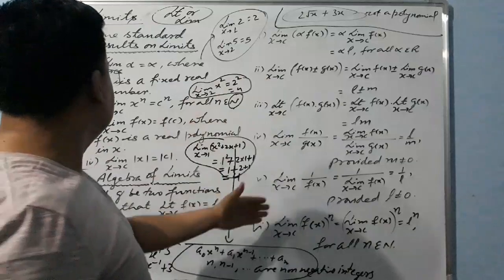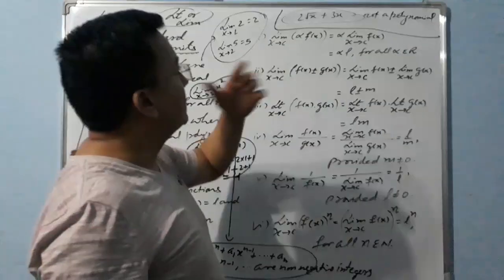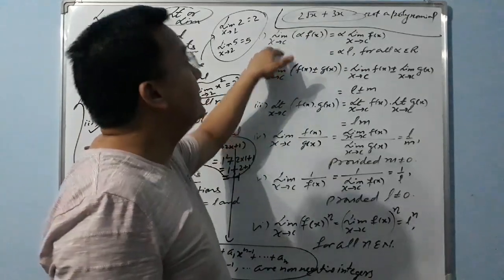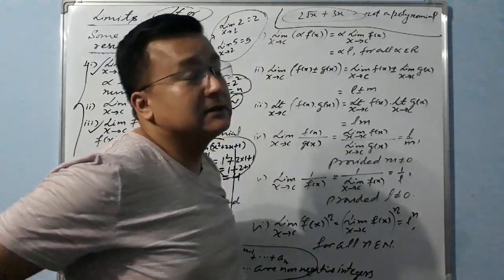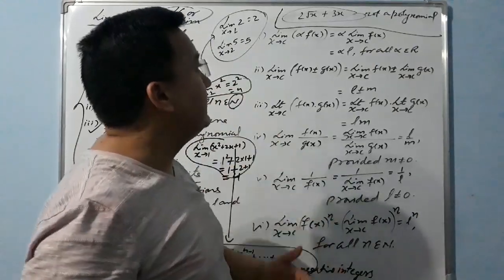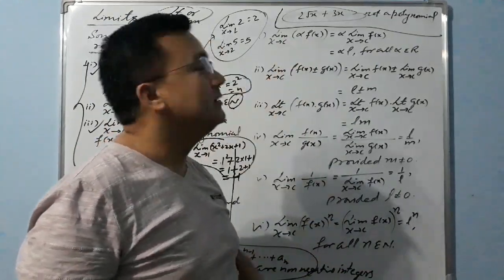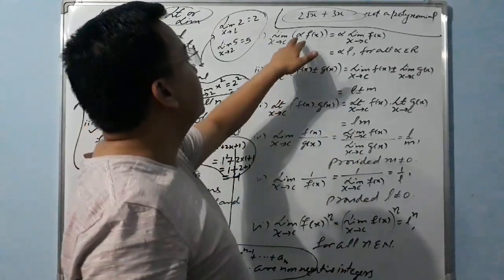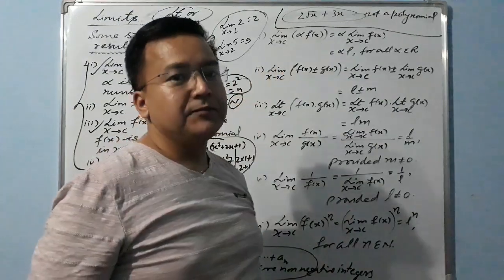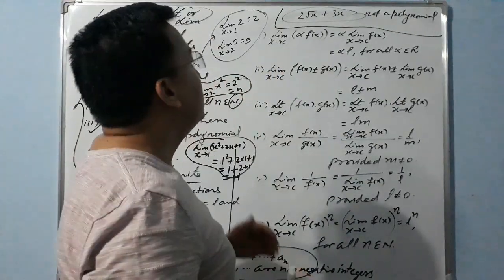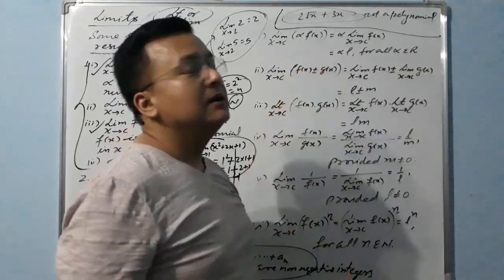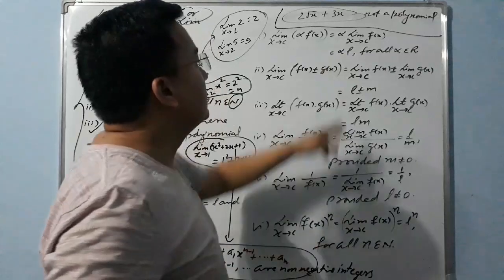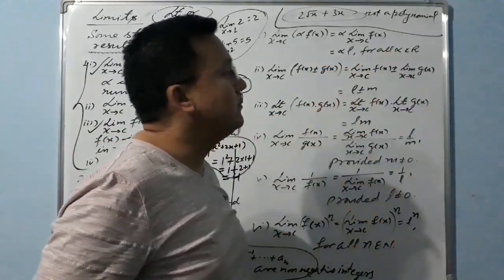Then these are the algebra of limits. If we have limit of alpha f of x as x tends to c, then we can write alpha times the limit of f of x as x tends to c. We can say the coefficient, or any non-zero scalar, if it is in product with the function, we can write it outside of the limit of the function. Like this way we can write. It works for all alpha belongs to R.